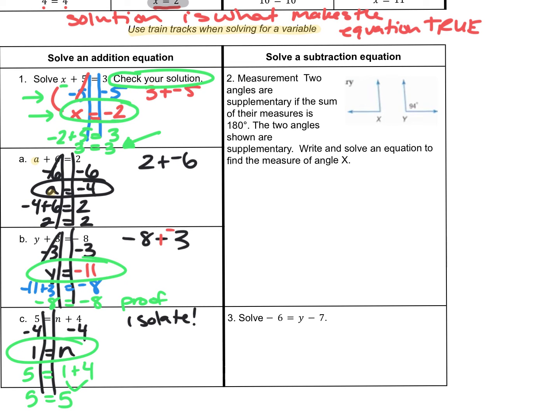Okay, so this one says if two angles are supplementary, that's a vocab word, if the sum, adding, of their measures is 180. So that said the sum of angle 1 and angle 2 should be equal to 180. That's the information I just grabbed. So we're going to write and solve an equation to find the measure of angle x.